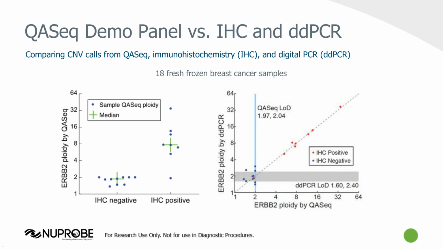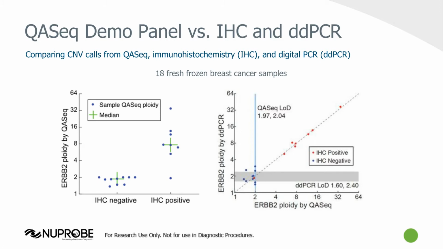We also compared our panel performance with other CNV detection methods, IHC and ddPCR. We cross-compared 18 fresh frozen breast cancer samples on the ERBB2 gene for all three methods. On the left figure is a comparison of IHC and QASeq test results. We are highly aligned with IHC, except for 1 out of 18 samples that IHC defined as positive, while QASeq defined as true ploidy. The same outlier showed the same ploidy when tested in ddPCR, as the red dot shows in the right figure at the bottom left. Our results are consistent with ddPCR on this sample, showing true ploidy in both methods.